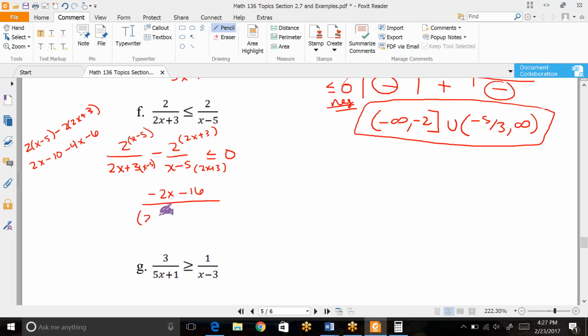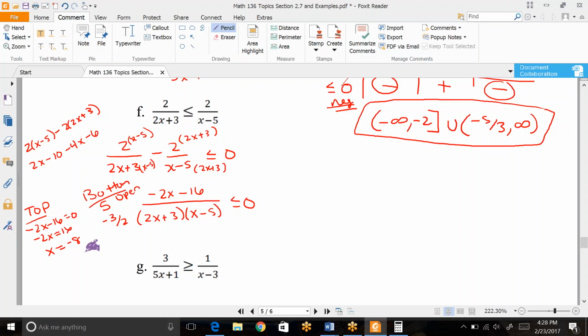And I have two things in my denominator, 2x plus 3 and x minus 5. So my top critical value is negative 2x minus 16 equals 0. Add the 16 over, divide by negative 2. So that's negative 8. My bottom values are, I'm going to save a little space. This will be a positive 5 and then subtract 3, divide by 2. So negative 3/2. Bottom is always open, but the top obeys the symbol as long as it doesn't also show up in the bottom. So since negative 8 is only on top, it obeys the symbol and it is closed.